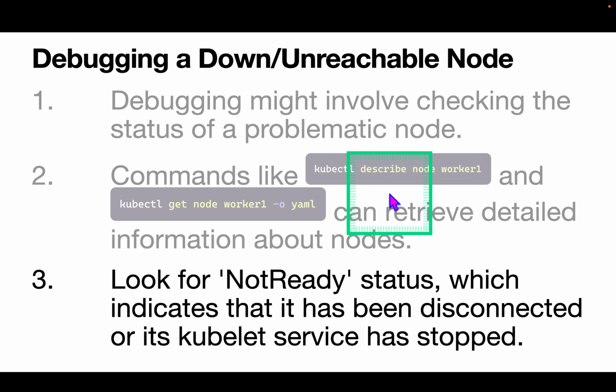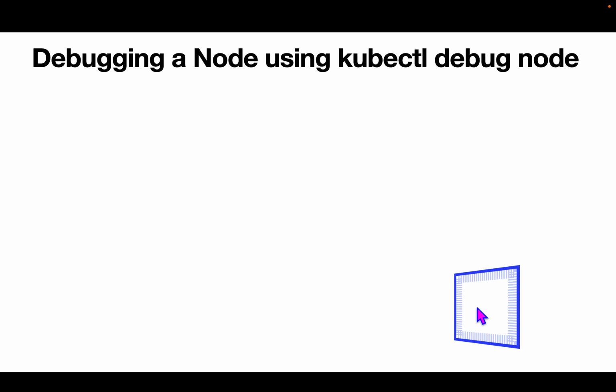If a node is in not ready status, it indicates that it might be disconnected from the network or its kubelet has stopped and won't restart. Pods running on such a node will be evicted after 5 minutes of not ready status.